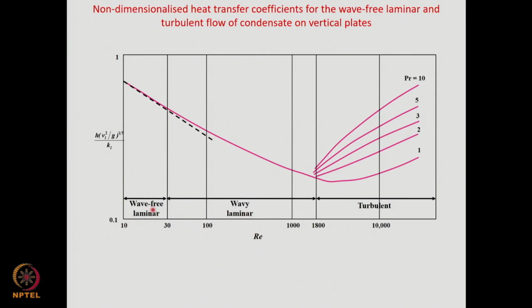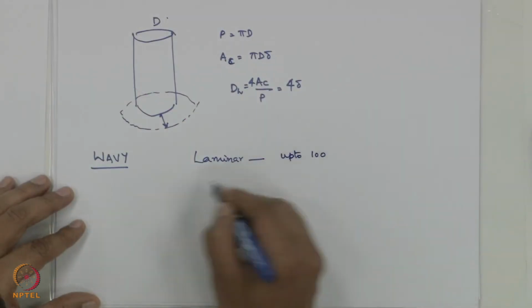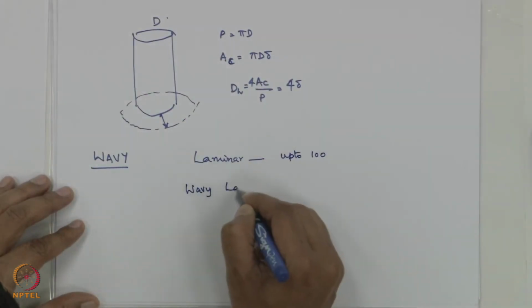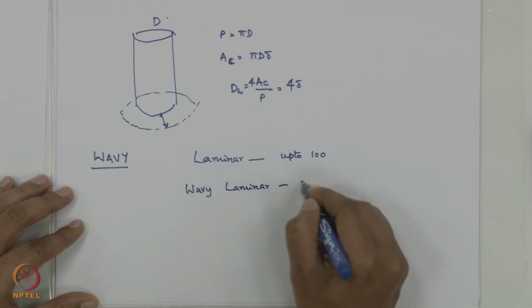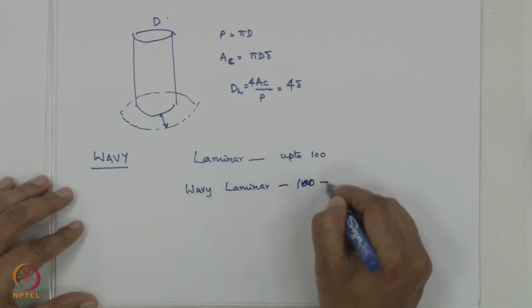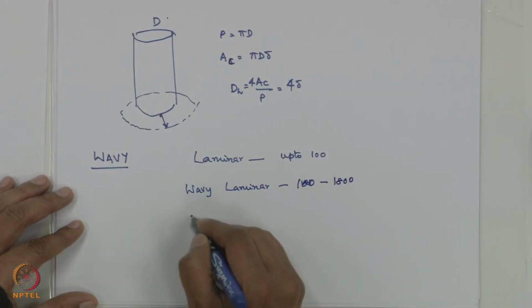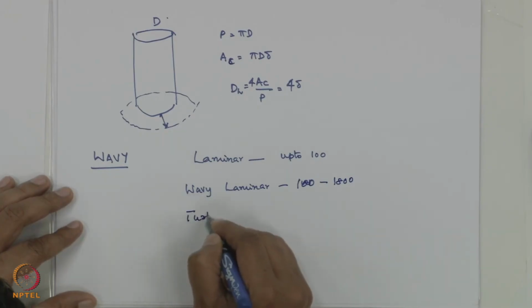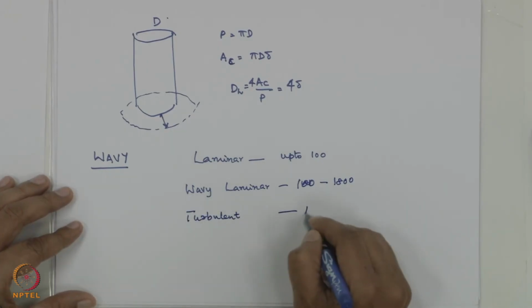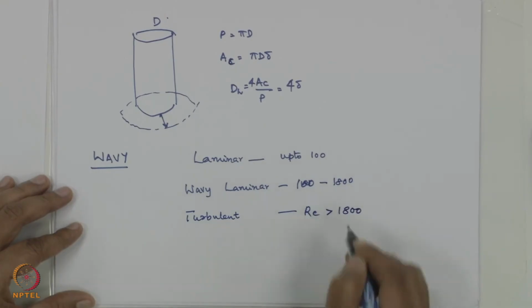So you have laminar flow up to a Reynolds number of 30, and wavy laminar between 30 and nearly 1800, and turbulent is a Reynolds number beyond 1800.